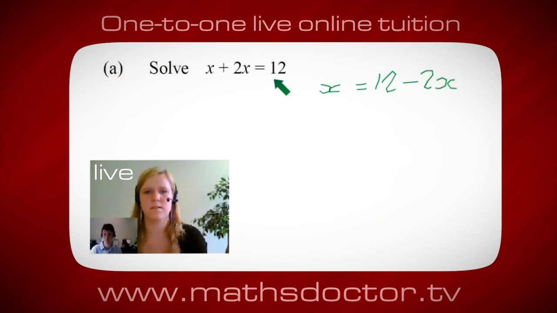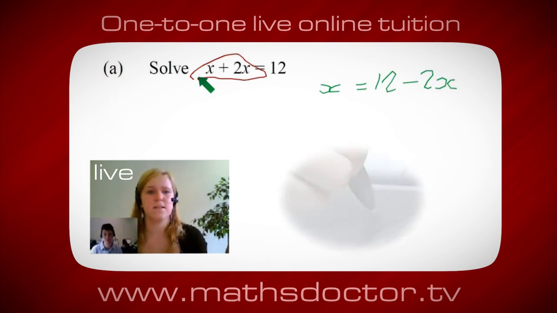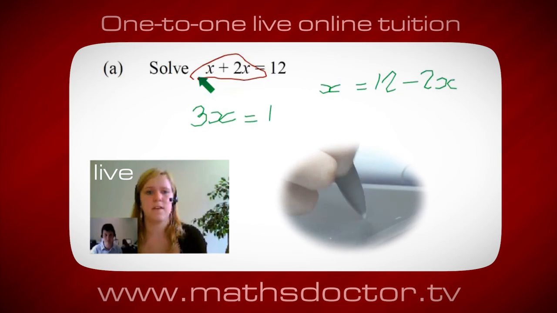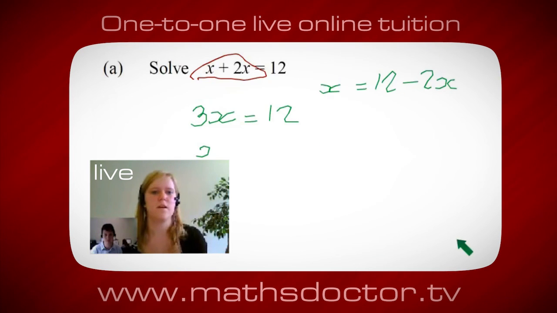equals 12 minus 2x. Okay, so a lot of the time we want to get x by itself, but what we want to do first is get all of these x's together. So can you see anything we can do with this? Get all these together in one place. Oh, okay, it's 3x, isn't it? Yeah, absolutely. 3x equals 12. Oh, and so x equals 4. Brilliant, spot on, well done.